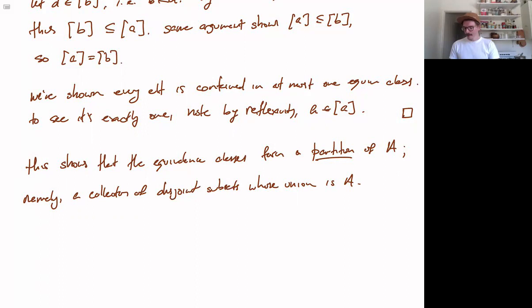And in fact, I won't prove this, but you can work it out if you want. It's a good exercise. To give an equivalence relation on a set A is actually the same as giving a partition of that set. And the connection is essentially that the equivalence classes are the partition. This allows you to go back and forth.